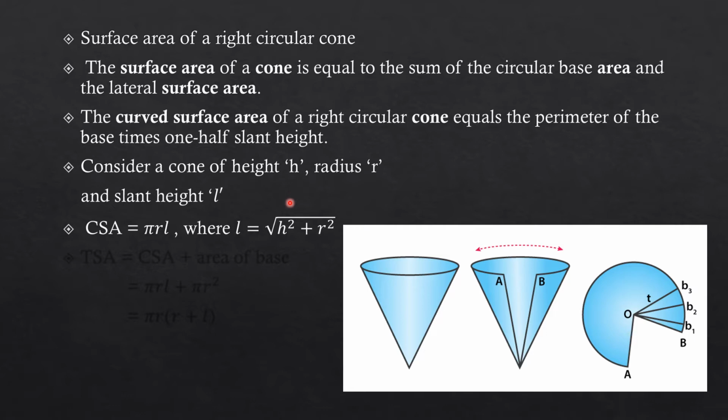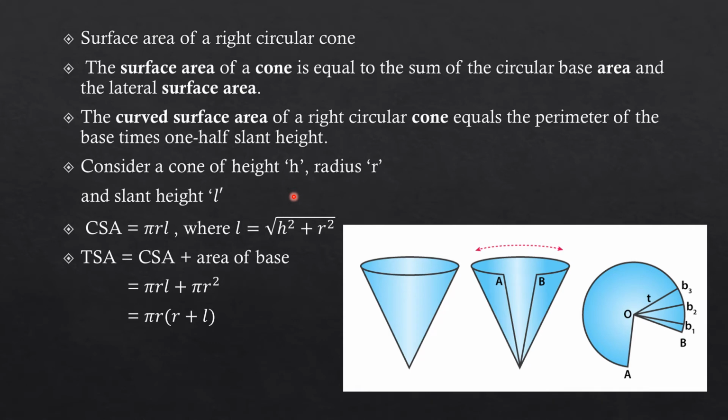We can say CSA is equal to pi r l, where l is the slant height, which we can find using the square root of h square plus r square. TSA is equal to CSA plus area of the base, which is pi r l plus pi r square. Taking pi and r common, it will be pi r into r plus l.